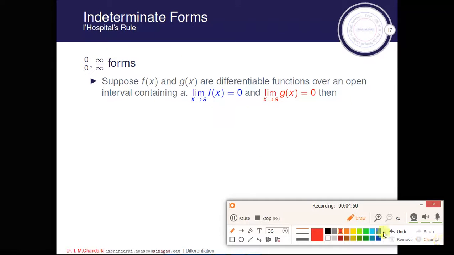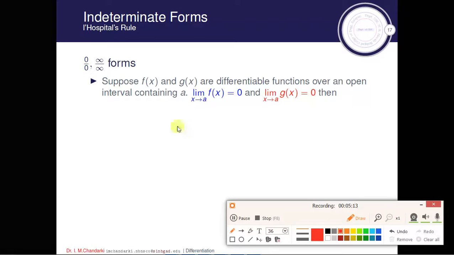Now, how to deal with indeterminate forms, how to make indeterminate forms determinate, that is the first and main objective of this lecture. So let us make an indeterminate form a determinate form. For that you will require the help of L'Hospital rule.